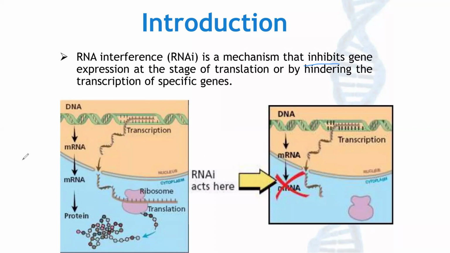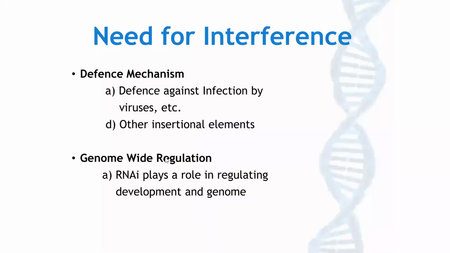the next thing that we are going to look at is, why do we need this RNA interference? Why do we need it? We need RNA interference because of two major reasons. Number one, defense mechanisms, and number two, genome-wide regulation.